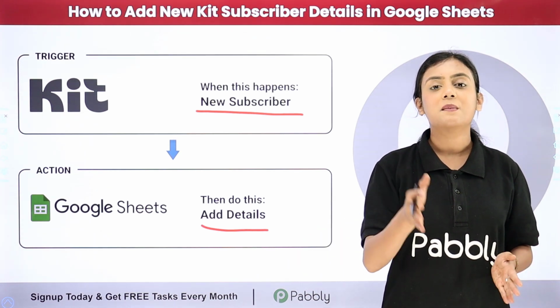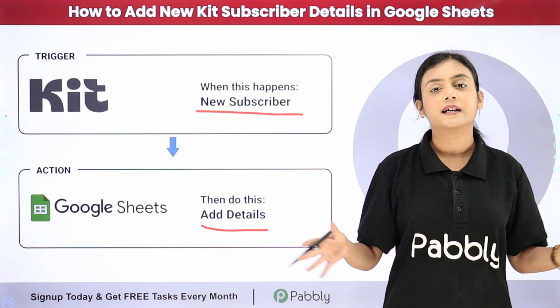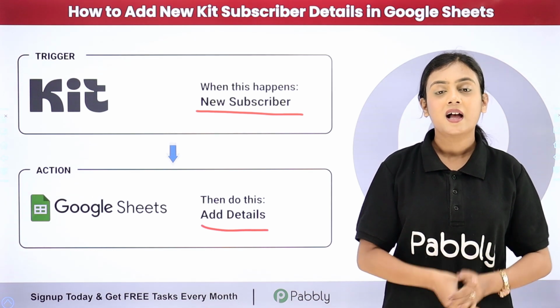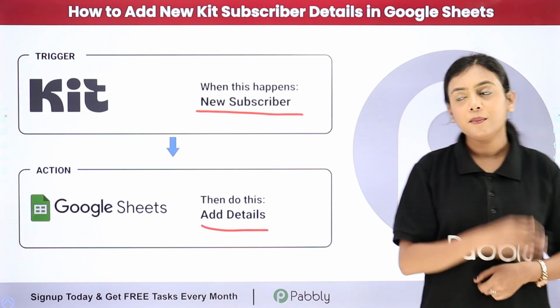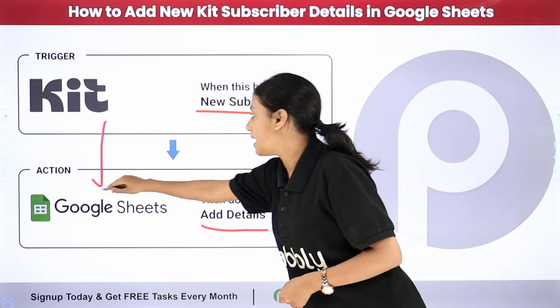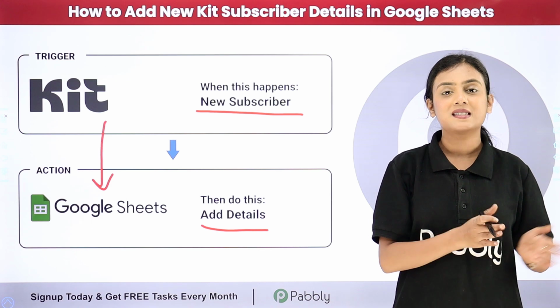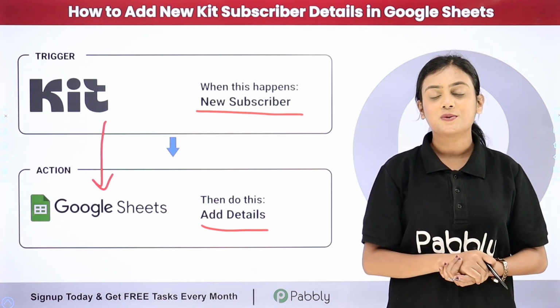So what I did was I simply automated this entire process with the help of Pabbly Connect, which is an amazing automation and integration software. And with the help of this automation, I am going to build a connection between Kit and Google Sheets. So if you also want to learn about this amazing automation step by step, then let me take you all to my screen.